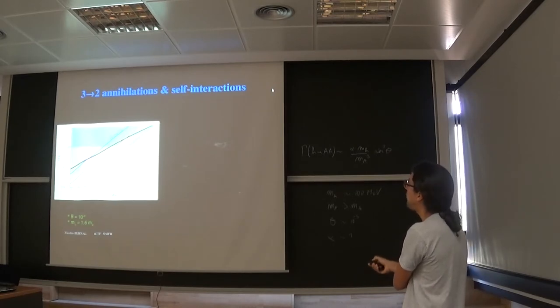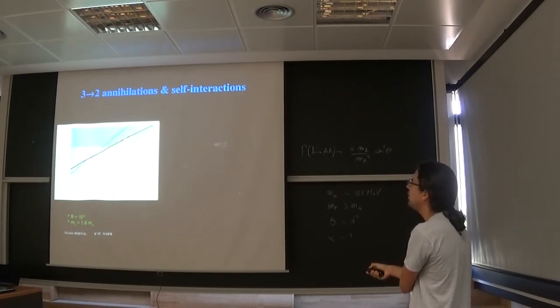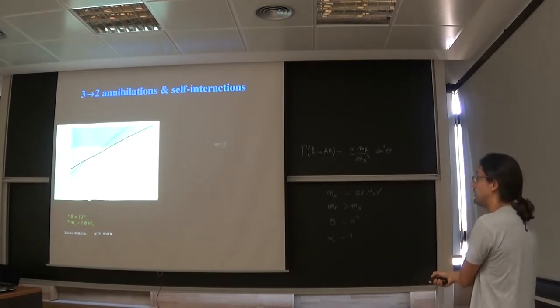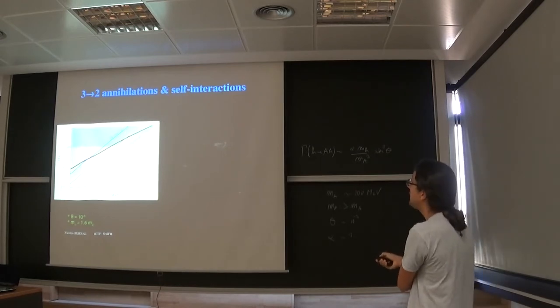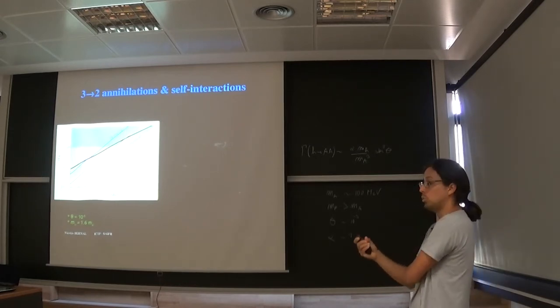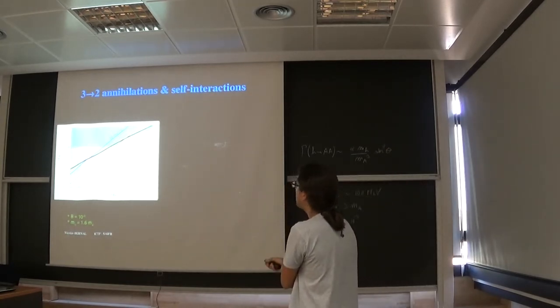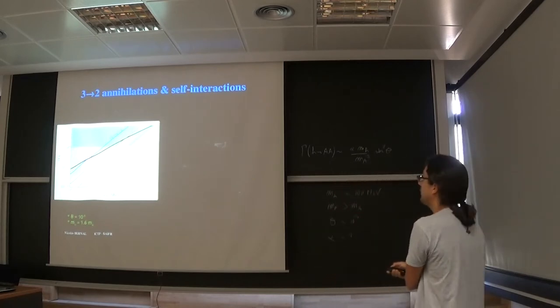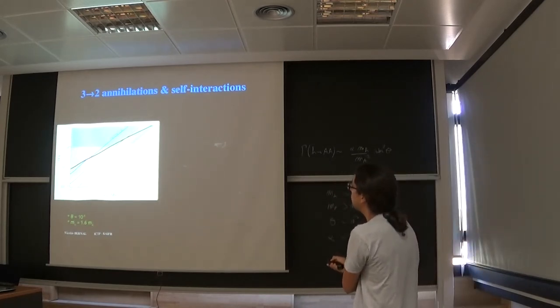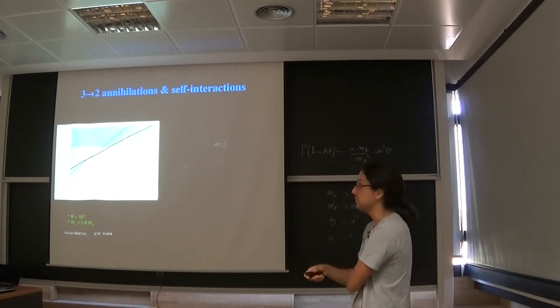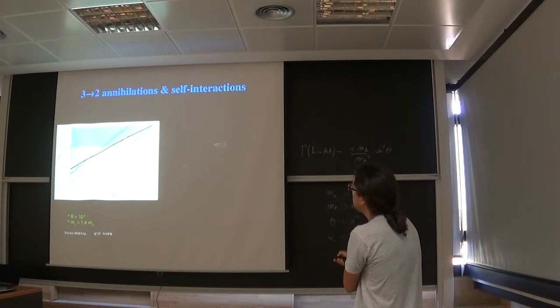In this plot, this thick black line shows the mixing angle, the gauge coupling that we need as a function of the dark matter mass, and this thick black line corresponds to the relic abundance. So all the points on this line fulfill the relic abundance, right? These three lines, 10, 1, and 0.1 square centimeters per gram, correspond to the self interactions. We want to be somewhere between 1 and 0.1, so in this region here.